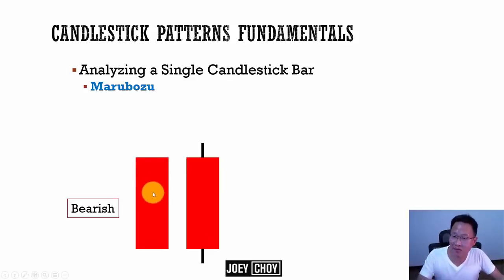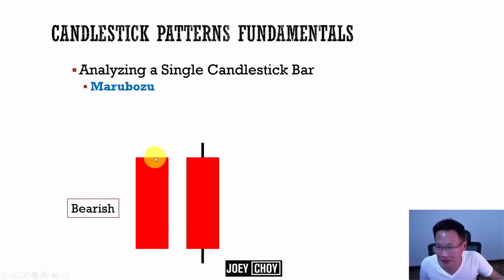But for this bar, which is called a Marubozu, prices open, and sellers were totally in control throughout the entire day. It opens here and the sellers didn't give it a chance to push up to the day high. Once it opens, sellers came in and sold, and it closes at the day low. Buyers have no chance at all.